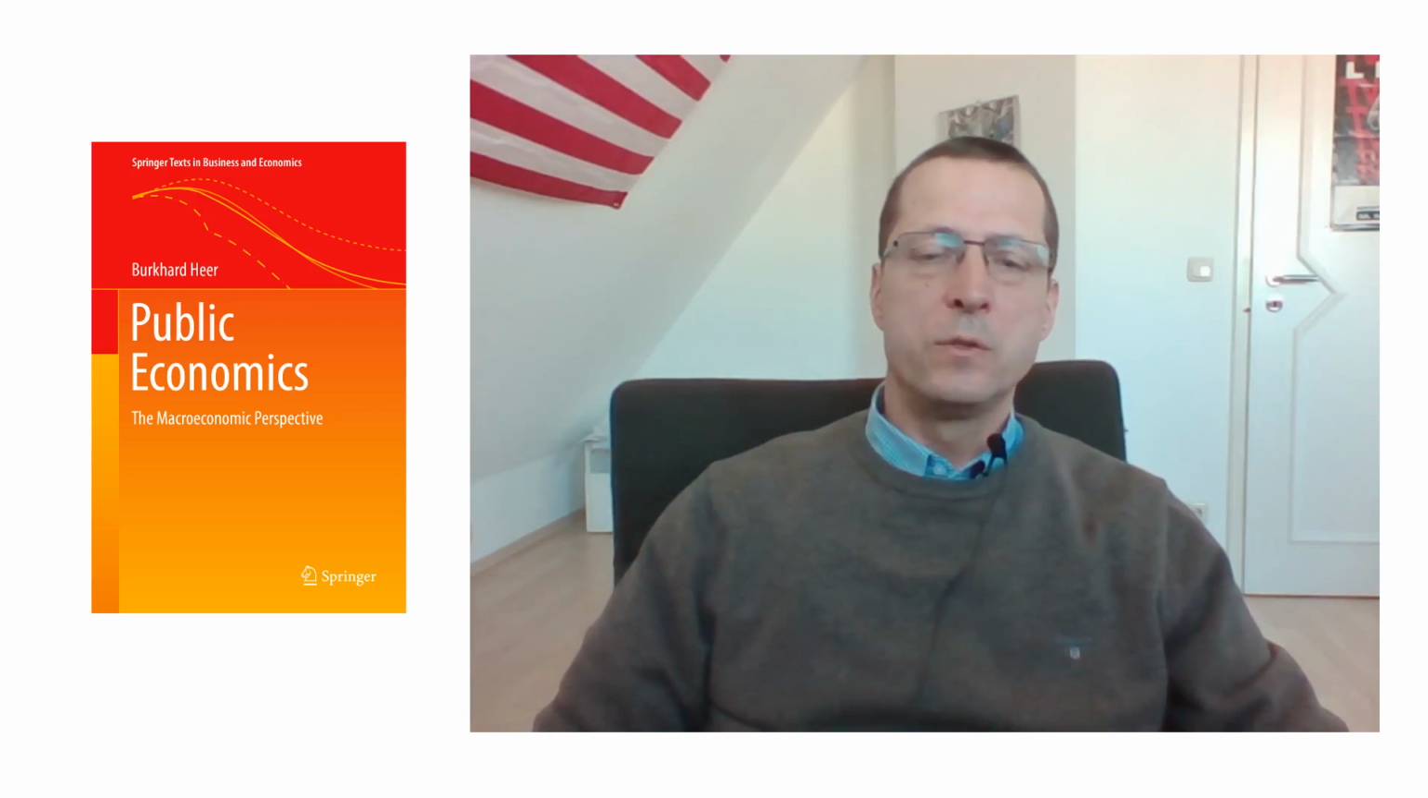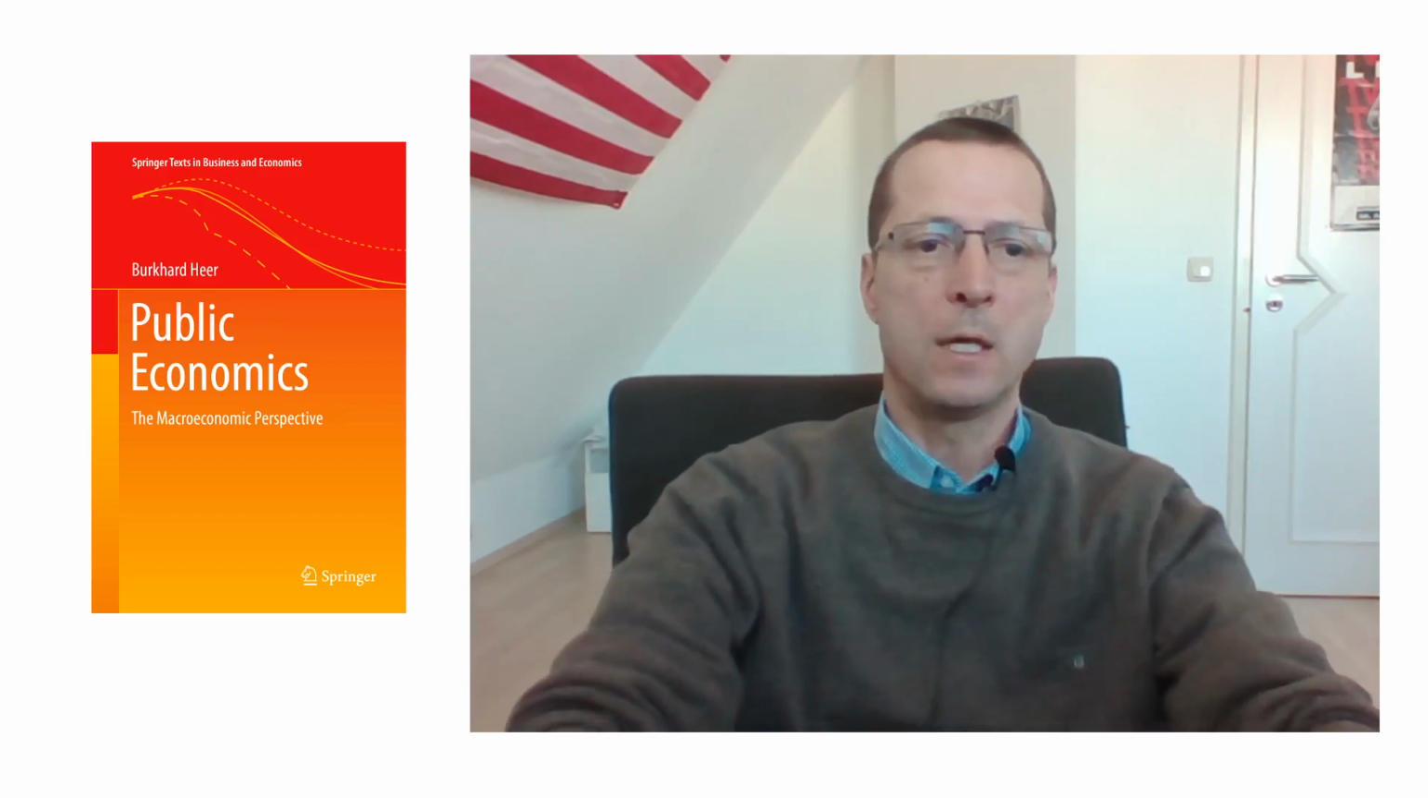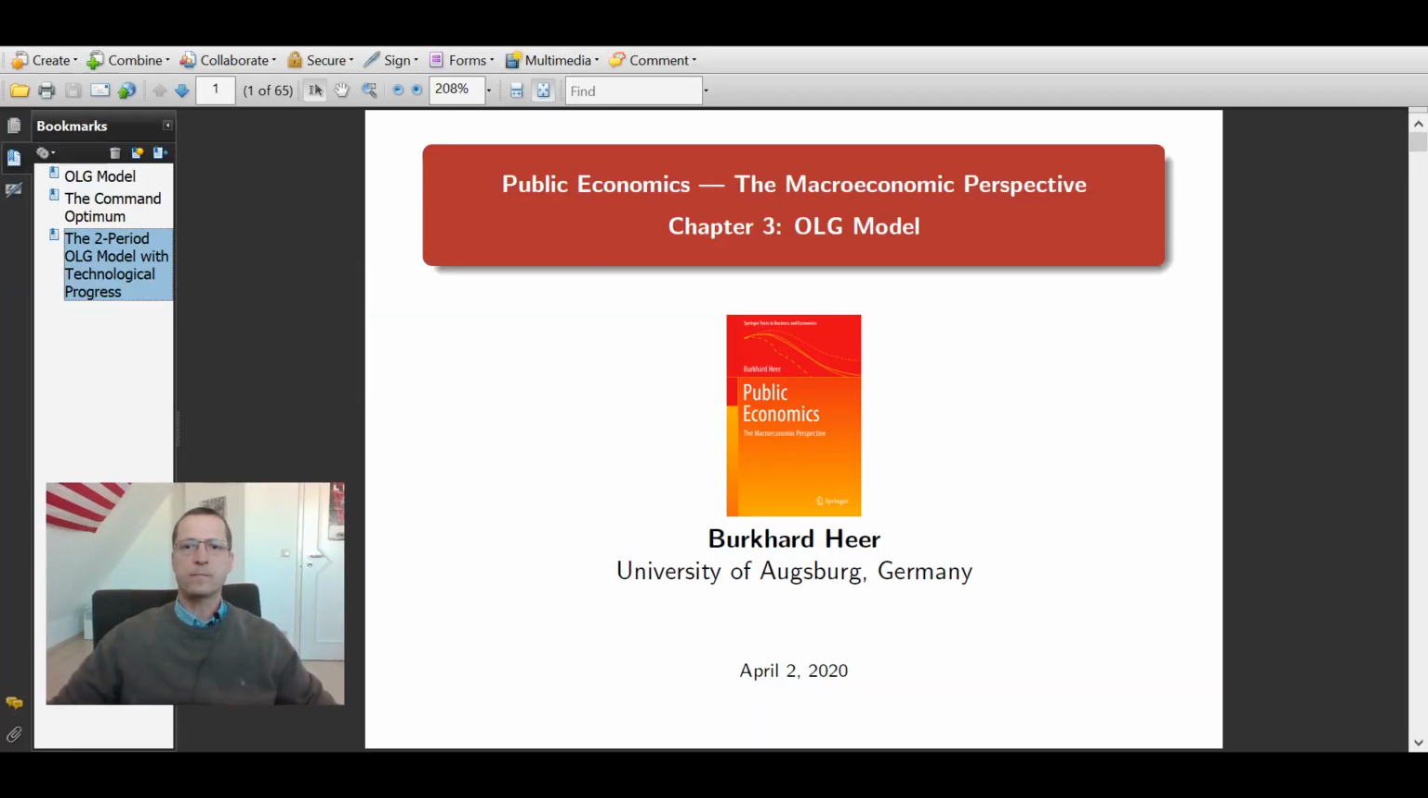Now let's get into the overlapping generations model, and therefore I would like you to download the teaching slides on chapter 3 of my book from my homepage. And they should look something like this. Public Economics, Macroeconomic Perspective, chapter 3, the overlapping generations model. And we get into chapter 3.4, the two-period overlapping generations model with technological progress.